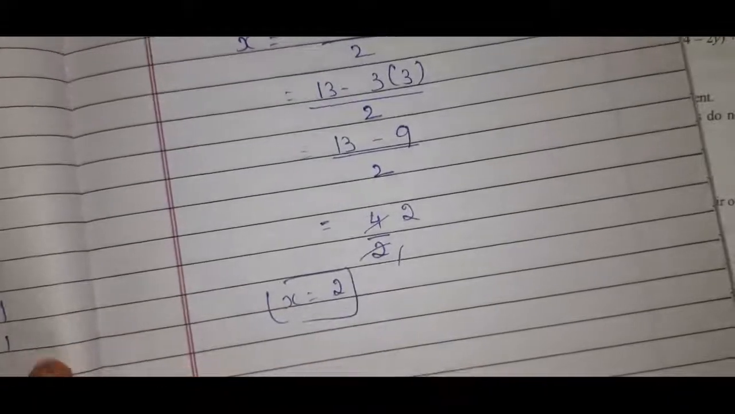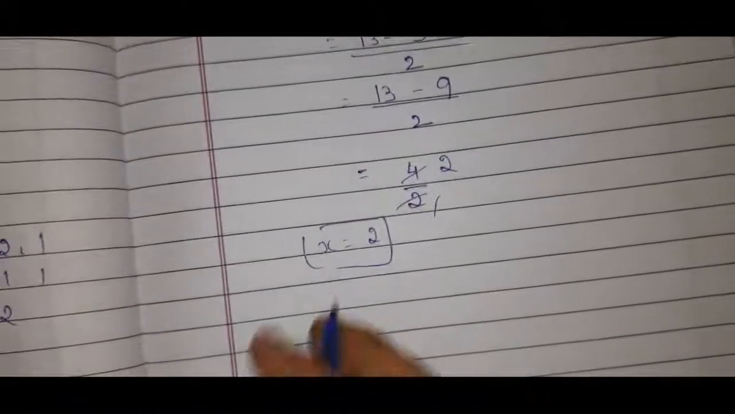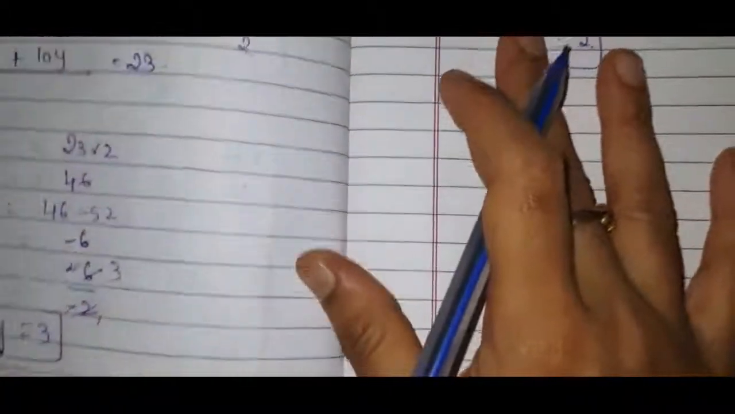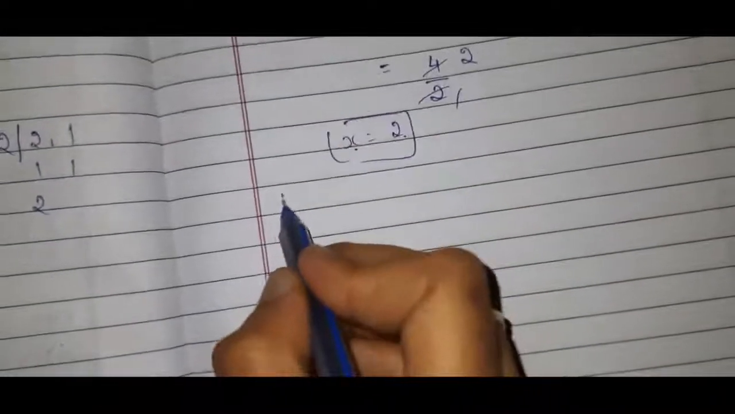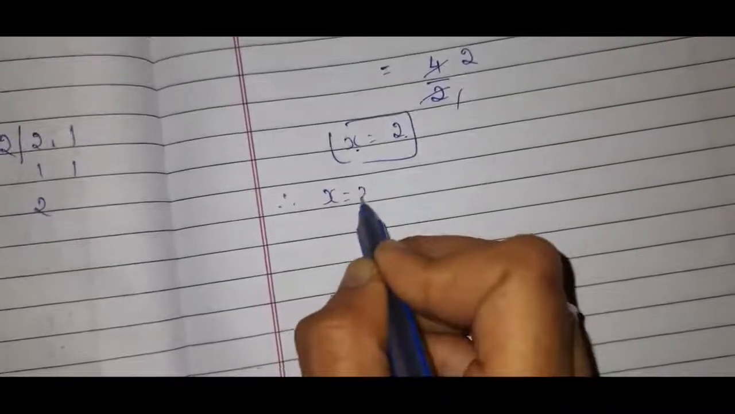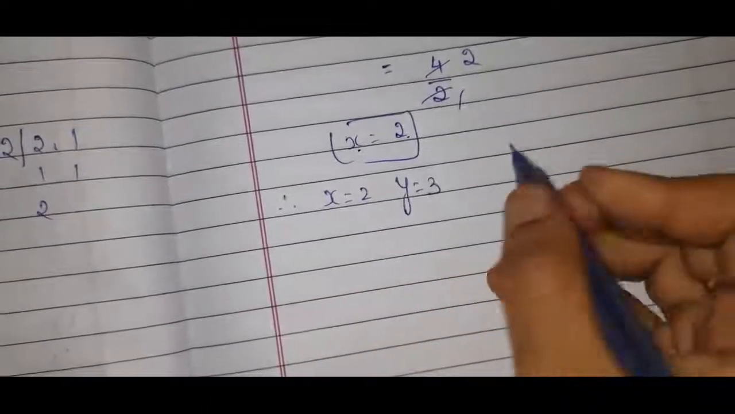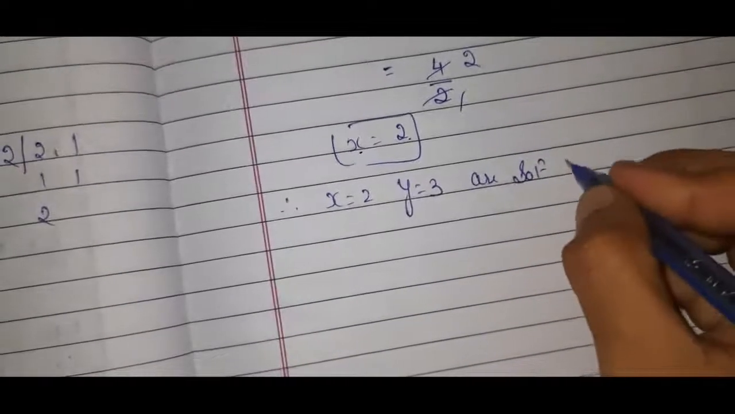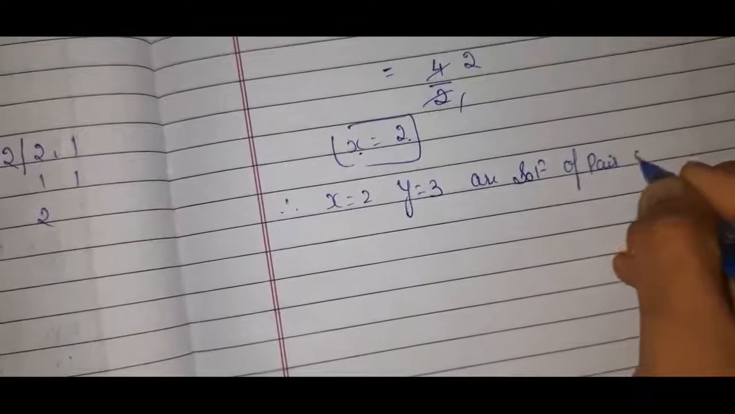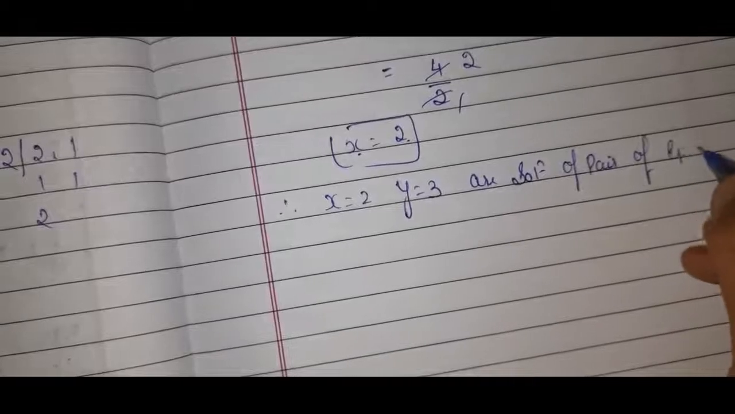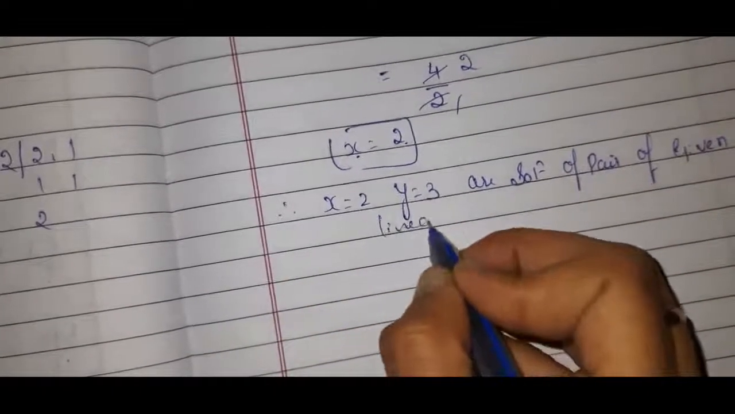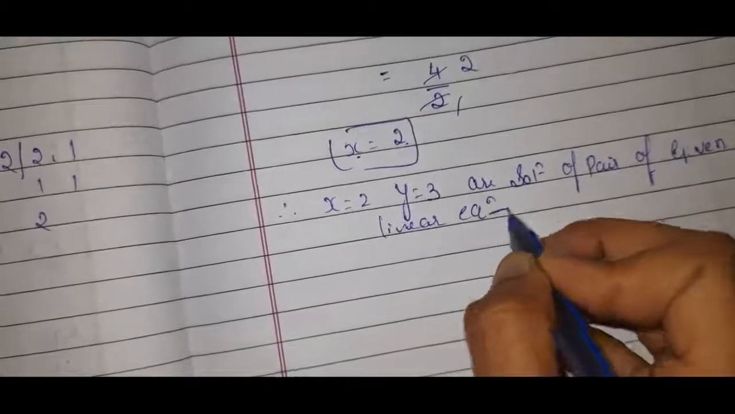Hence this is the solution of the equations. We got x equals 2 and y equals 3. Therefore we write: x equals 2, y equals 3 are the solution of the given pair of linear equations.